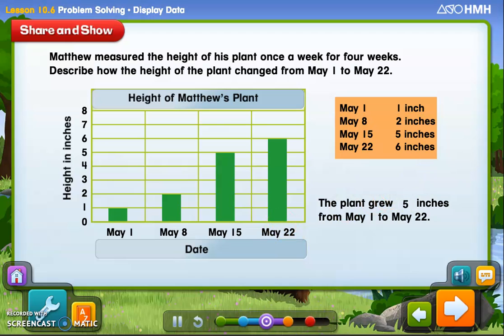That's right. The plant was 1 inch tall on May 1st and 6 inches tall on May 22nd. 6 minus 1 is equal to 5. The plant grew 5 inches from May 1st to May 22nd.